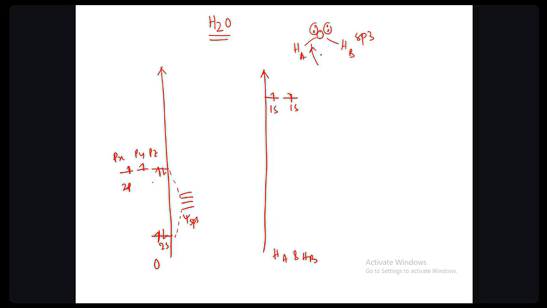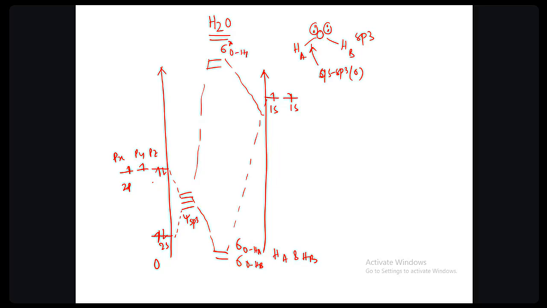Now this bond, we know from the valence bond theory, is an s and sp3 sigma bond, that we already know. So sp3 can form a sigma bond with s. There are two hydrogens, so the sp3-s bonding is complete. So now it is sigma oxygen to HA and sigma oxygen to HB. Similarly, here sigma star oxygen to HA and sigma star oxygen to HB.